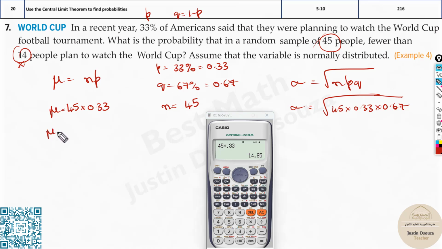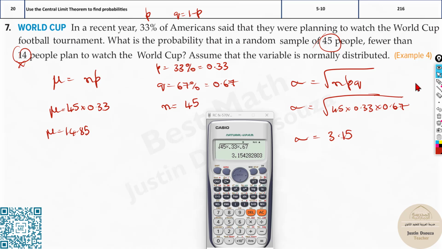And then 45 times 0.33 or 33% gives you 14.85. So the mean over here is 14.85. What about the standard deviation? That is the square root of 45 times 0.33 times 0.67. That gives you 3.15. The standard deviation is 3.15. I'll just take two digits after the decimal.